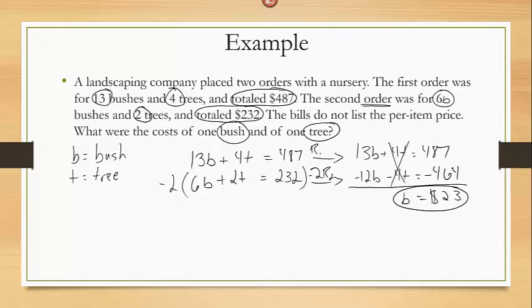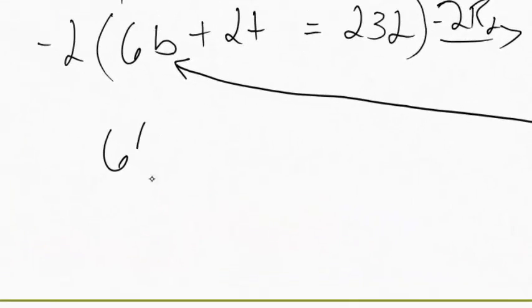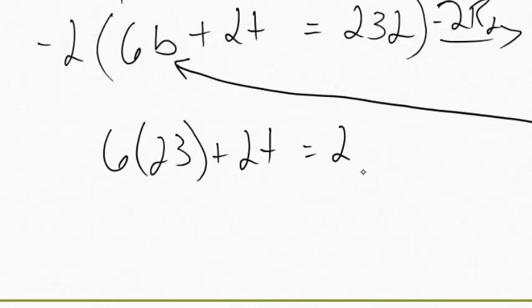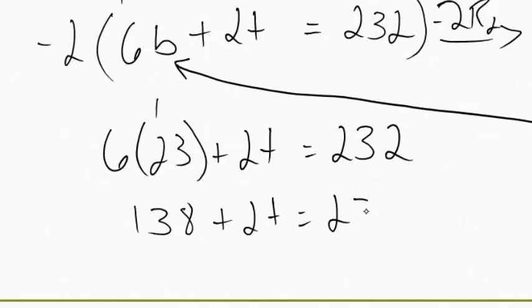Next, so we found our bushes. Now we need to find how much the trees cost. So let's plug how much the bushes cost back into one of our equations. So now we're going to have 6 times 23 plus 2 times T equals 232. 6 times 23: 6 times 3, that's 18. Bring over the 1. 6 times 2, 12 plus 1 is 13. So 138 plus 2T equals 232.